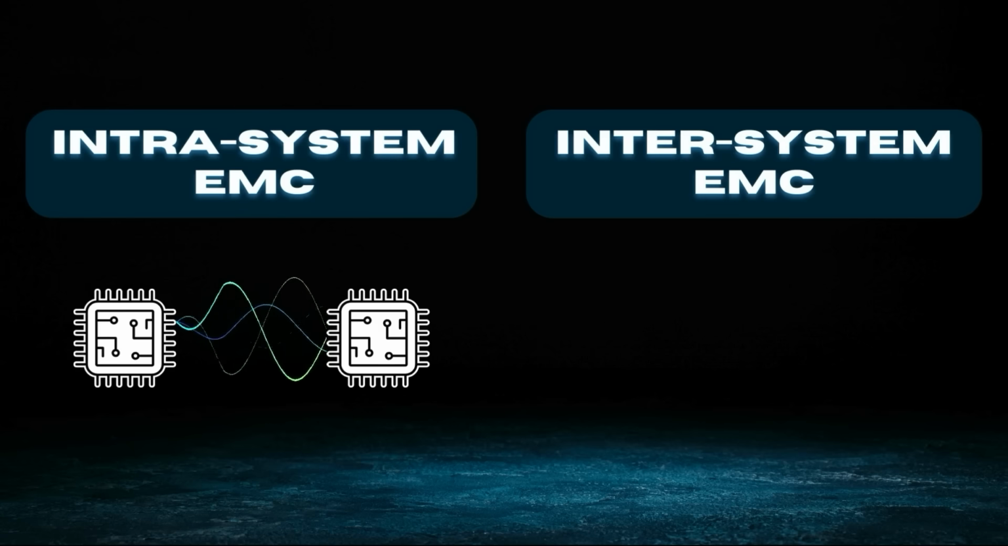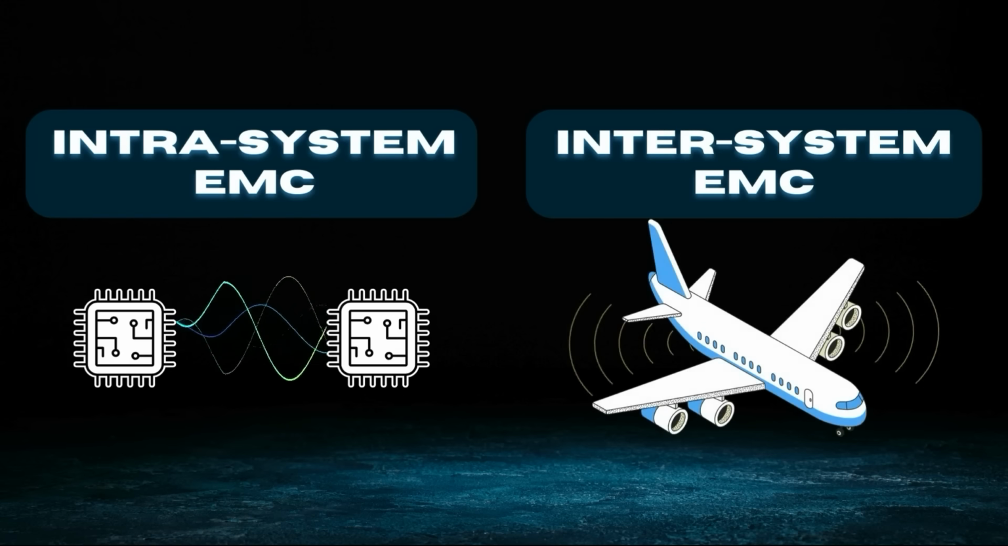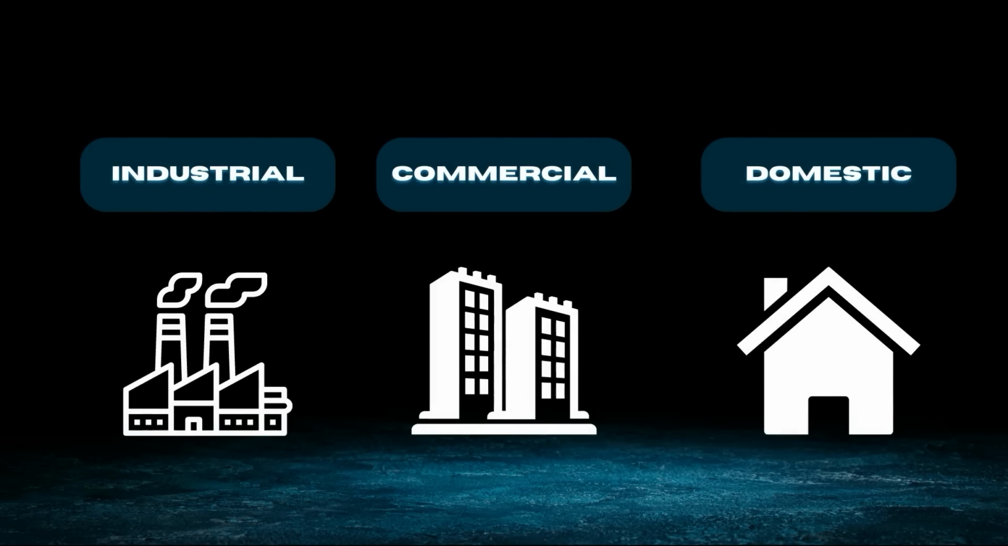An example of this can be a car, an airplane, or some other system that has different electronic systems very close to each other. Next, there's intersystem EMC, which is likely the one most people know about. It involves ensuring that the whole system operates within specific limits depending on the environment it's working in. This is where we consider the limits based on different environments. For example, industrial, commercial, domestic, and so on.